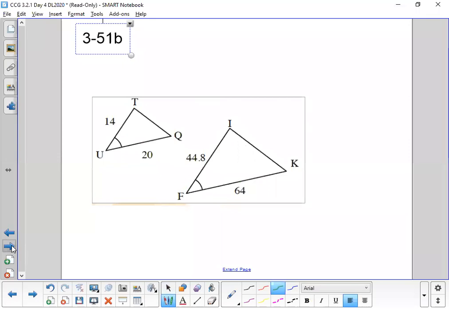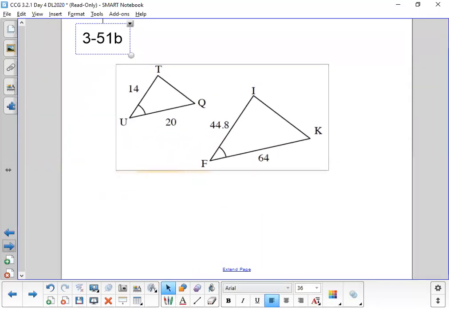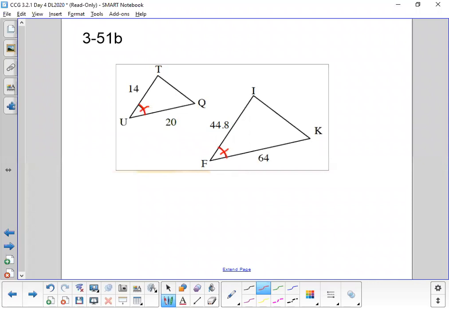Let's look at this next problem. Are these two triangles similar? Well, if I'm looking at what I have marked, I only have one angle marked as congruent, and I don't even know what that angle measure is. I just know that from the marking in the diagram, they are congruent. So angle U is congruent to angle F. But since I don't have any angle measures, I can't use my triangle angle sum to find any of the other missing angles. So angle-angle is out of the question because I only have one angle.